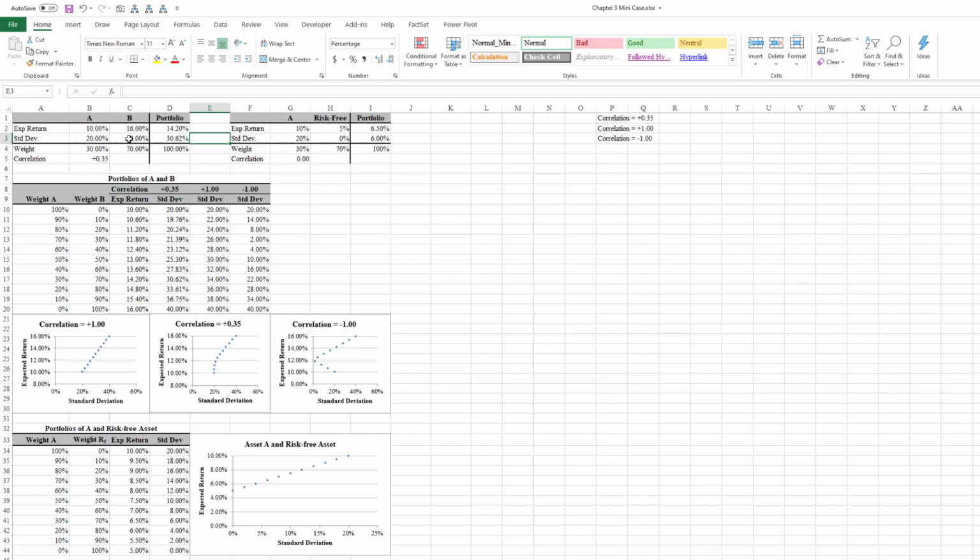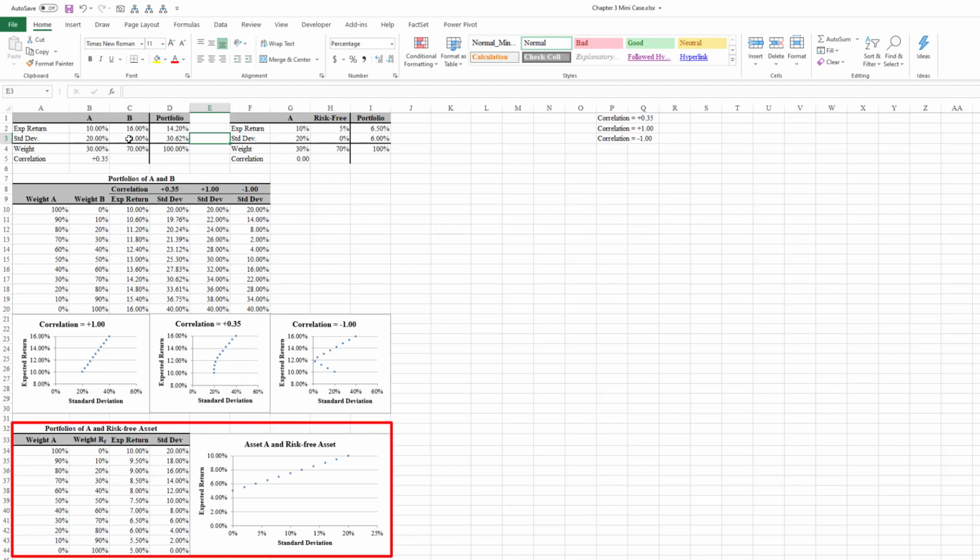And when the correlation is -1, perfect negative correlation, you notice that we get pretty much a risk-free portfolio at some weight setting. And the weights there are around 70% A and 30% B. It's not exactly 70-30, but it's very close to that.